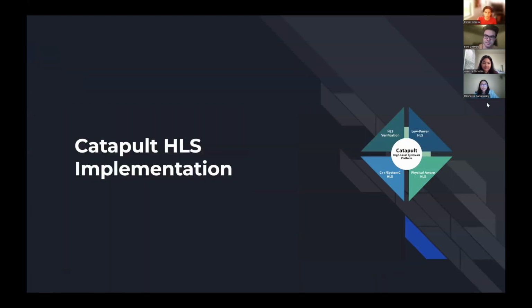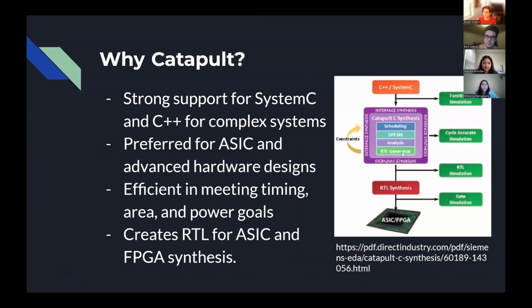Moving on to the Catapult implementation. So why Catapult? Catapult is another powerful tool that stands out in the design and optimization of complex systems, especially for both FPGA and ASIC design flows. One of the key reasons for choosing Catapult is its strong support for System C and C++. And by using Catapult, we can efficiently meet the timing, area, and power goals, which are critical metrics in modern hardware design. The tool also provides us with a unique ability to explore trade-offs early in the design process, ensuring that performance and resource usage are tightly coupled. Catapult generates the RTL code that can further be imported to FPGA or ASIC, and it can be further optimized, tested, and finally implemented.